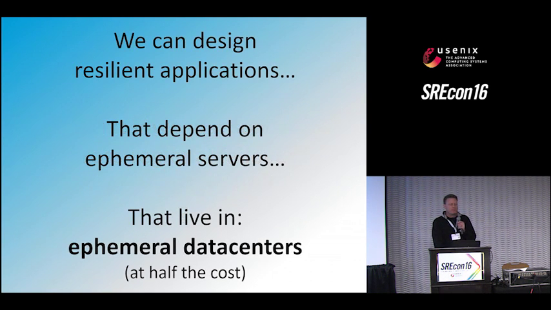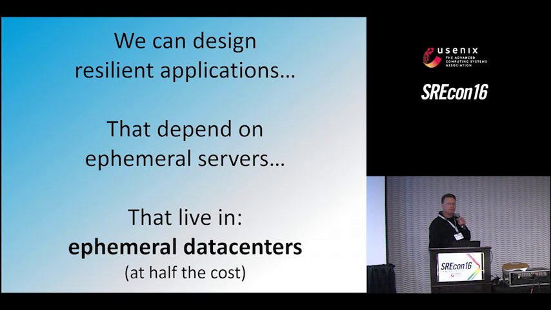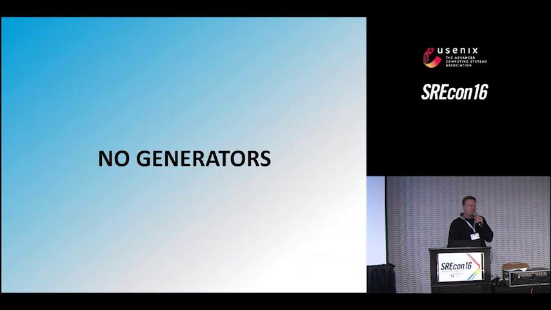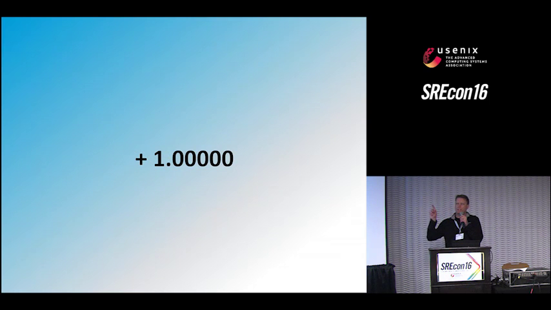If we did that, we can design resilient applications that depend on ephemeral servers, that depend on ephemeral data centers, right? Because you can build an ephemeral data center at half the cost with no HVAC, no UPS, no generators, and you could still get to no nines. Just five zeros, and as somebody pointed out, you want a 1 in there as well.